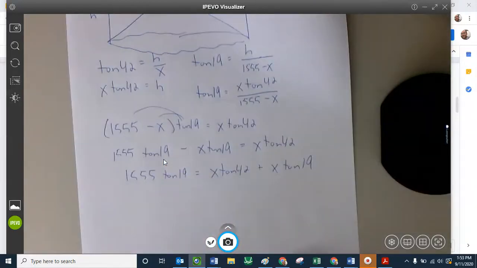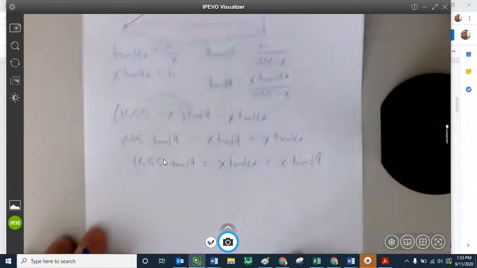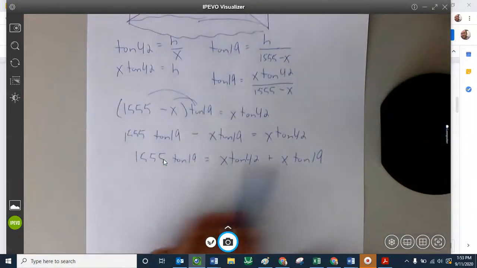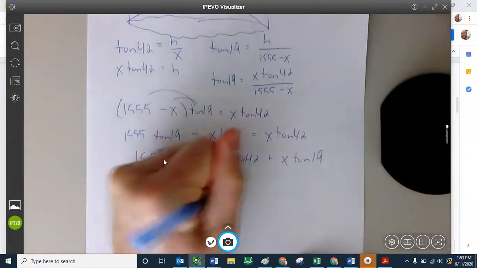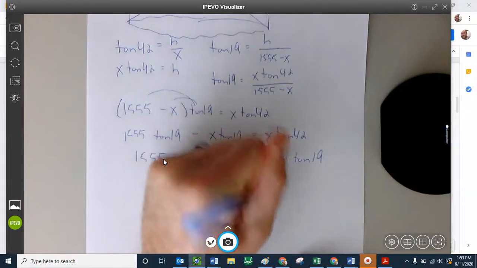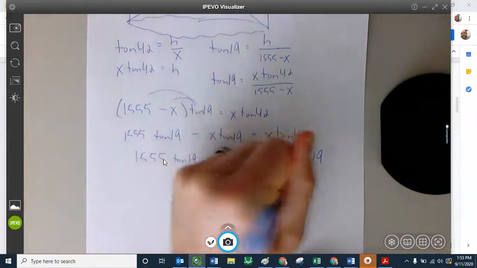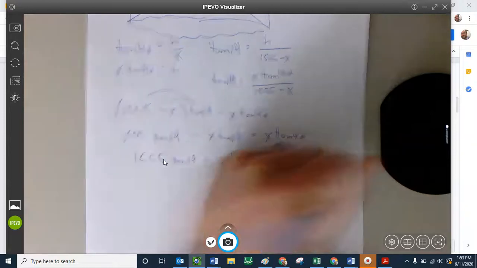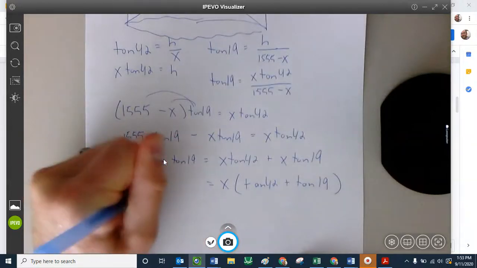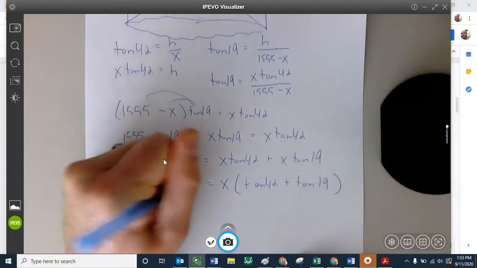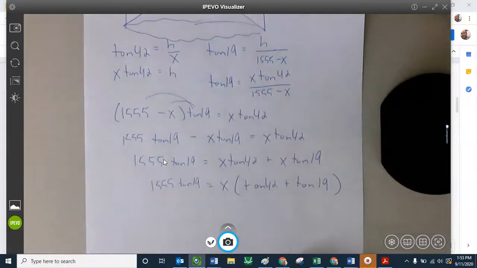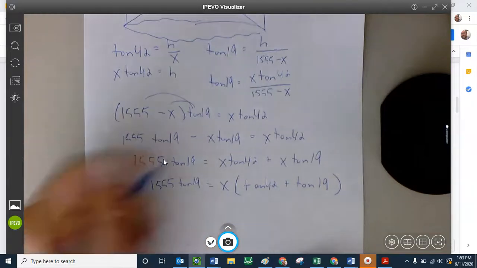From here, I'm going to factor. Yeah, it's been a while, but we need to know how to do it. I'm going to factor. These both have an x in common, so I'm going to factor an x off of them. You can get tangent 42 plus tangent 19. This is a doozy for sure, but you guys can do this. You got the skills. Okay. Final step then to solve for x is just to divide this whole thing to the other side.